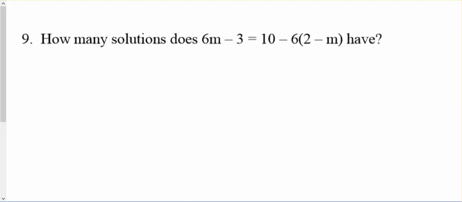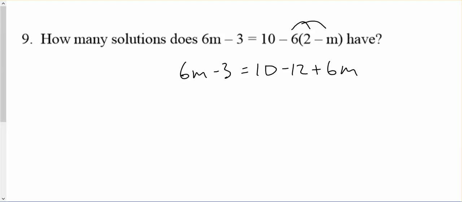How many solutions does 6m minus 3 equals 10 minus 6 times the quantity 2 minus m have? So we're just going to need to simplify this. So we'll distribute a -6. We'll get 6m minus 3 on our left side. 10, -6 times 2 is -12. And -6 times negative m makes positive 6m. We'll combine like terms. 6m minus 3 equals 6m, and 10 minus 12 makes -2.